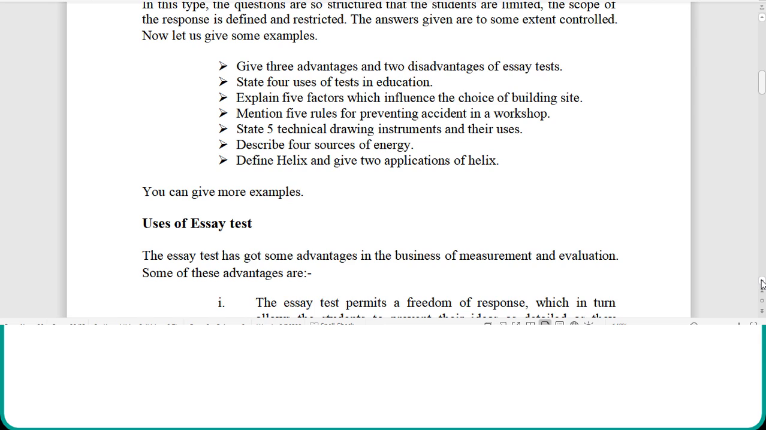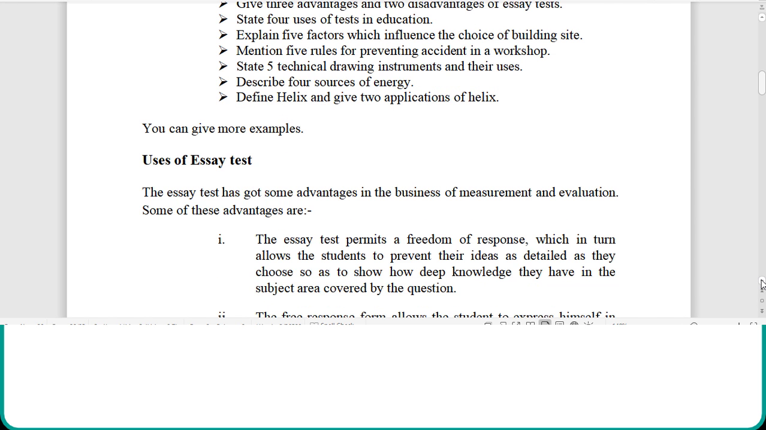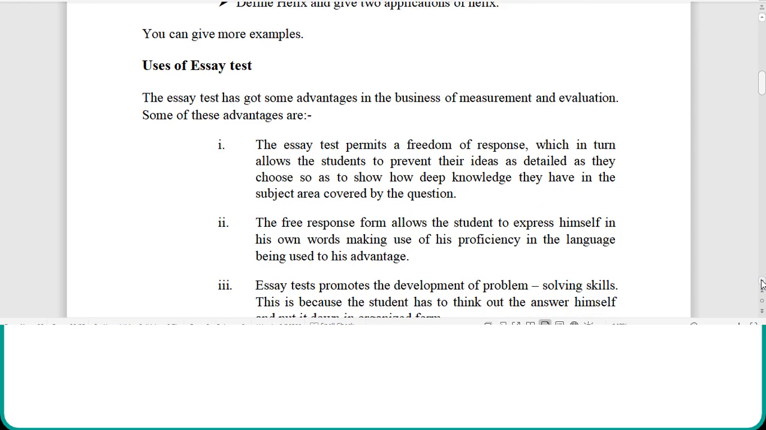Similarly, the question can be: state 4 uses of tests in education, explain 5 factors which influence the choice of a building site, mention 5 rules for preventing accidents in a workshop, state 5 technical drawing instruments and their uses, describe 4 sources of energy, define helix and give 2 applications of helix. So you can write more such examples.